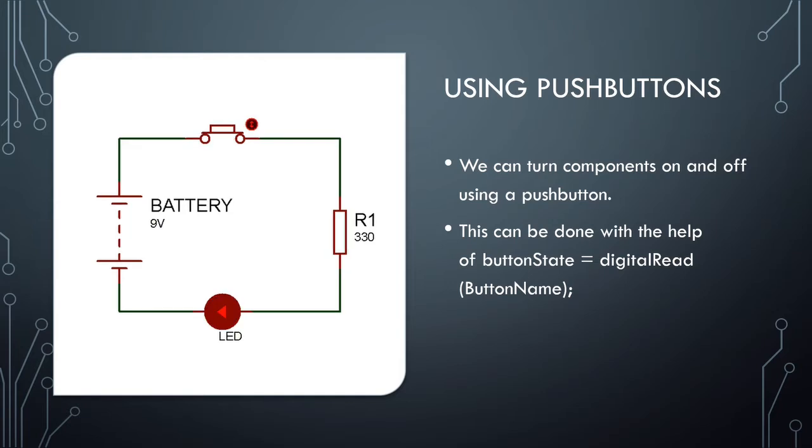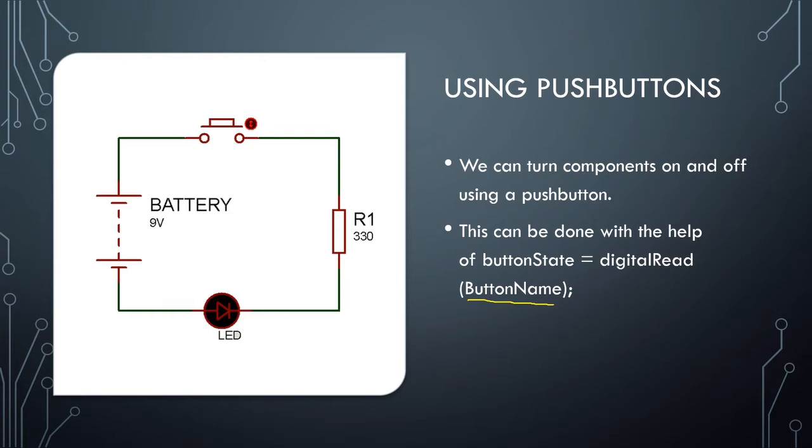And so the way that we do this in our programming is with the command of button state. And so this is reading the state of the button. So we have button state, we're going to have a digital read, button state equals digital read, and then this last variable, button name, this can be whatever you're calling your push button. So if you have it connected to pin 14, you could technically put a 14 in these parentheses.